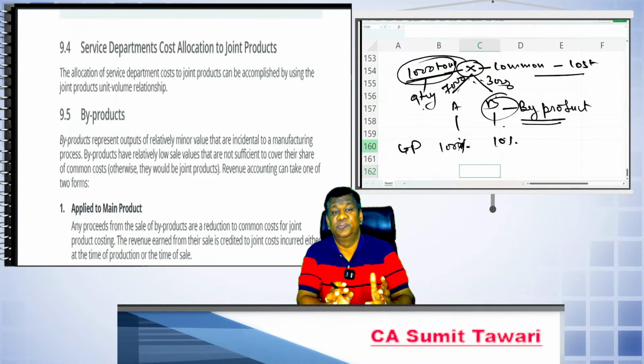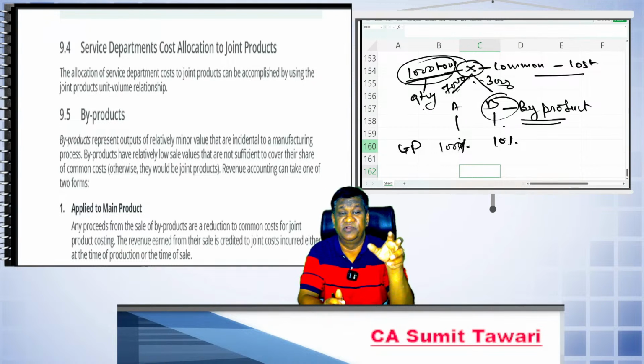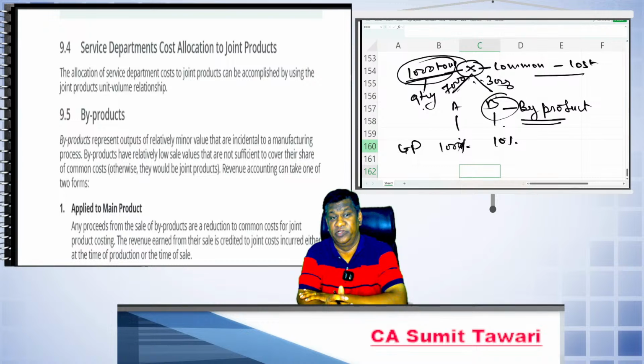Then it depends on the situation. If you're getting a higher margin for product A and you need to shift some of the margin to product B, then you use the net realizable value or the sales value at split off point. Clear?